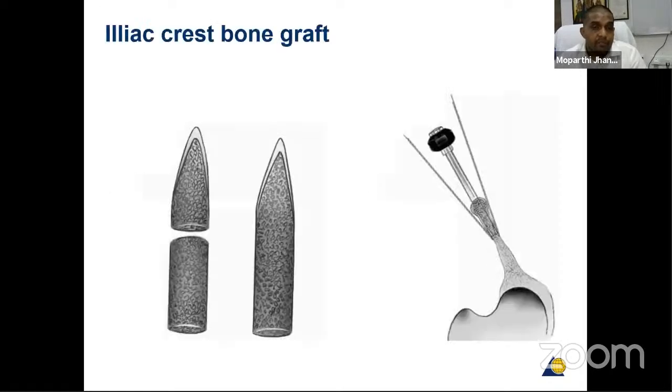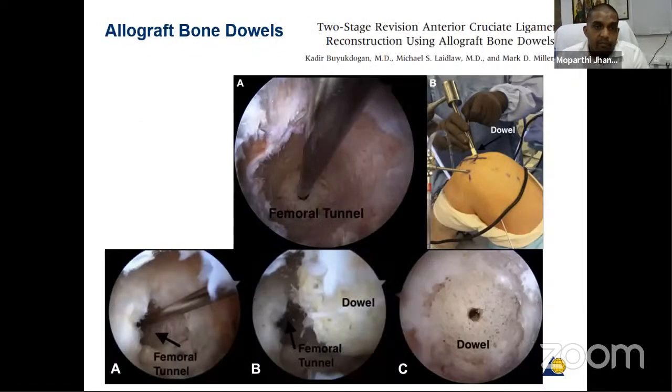Bone grafting in two stages is done with iliac crest bone graft, as told. The other option is bone dowels. This is done by Khadir. He has told that you can go for a two-stage revision ACL using allograft or bone dowels, or you can take bone from the iliac crest and create a bone dowel. You can see here the femoral tunnel and the cylindrical bone graft; he made the tunnel, pushed the graft inside slowly, and filled it up.